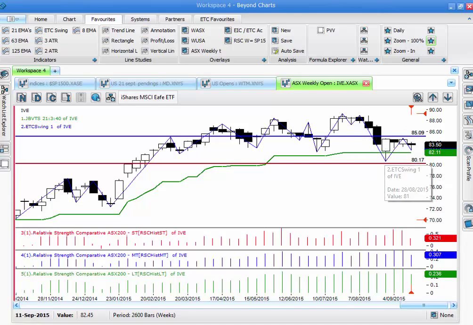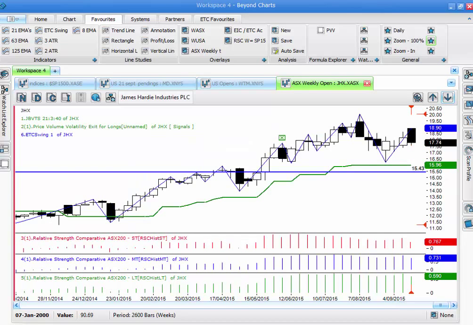Certainly doing its best to hold up there at this point in time. The jury's still out as to whether it's going to be able to turn around and move back up. Certainly we had some price action below the trailing 3 ATR a few weeks ago, beginning of September. It needs to start getting a little bit of a wriggle on.